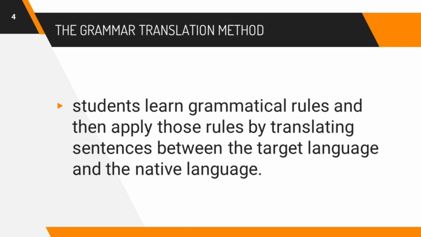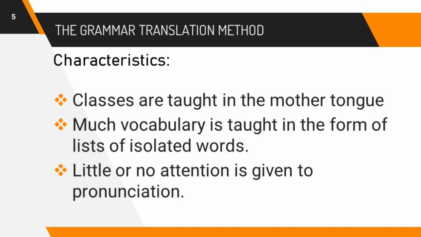The characteristics of GTM, or Grammar Translation Method. Classes are taught in the mother tongue. In GTM, students translate literary extracts from the target language into their mother tongue. Much vocabulary is taught in the form of lists of isolated words. They find synonyms and antonyms for words that occur in the text.